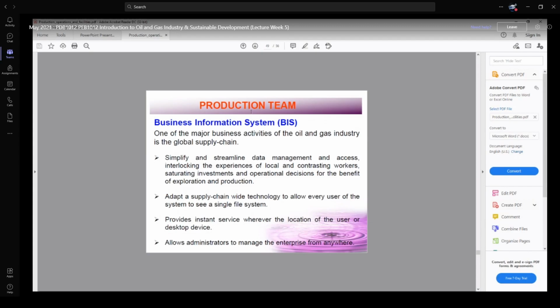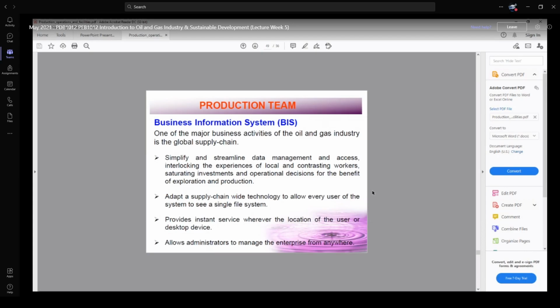Number one is the business information system. The business information system is one of the major business activity units for the oil and gas industry, which is responsible for the global supply chain, right? It simplifies and streamlines data management and access, interlocking the experiences of the local and contracting workers, supporting investments and operational decisions for the benefit of exploration and production wells.